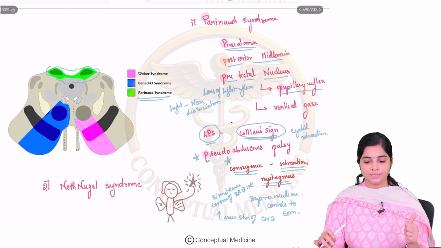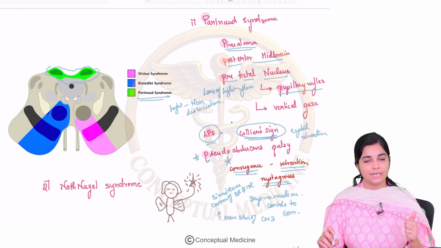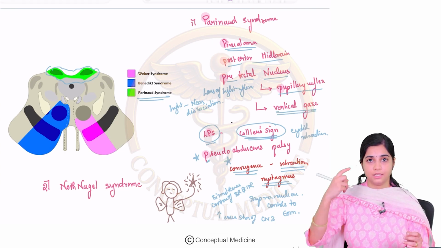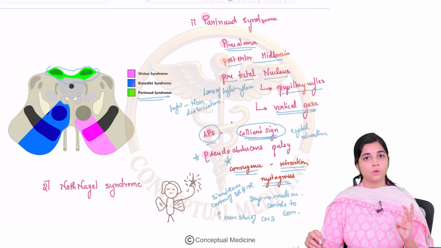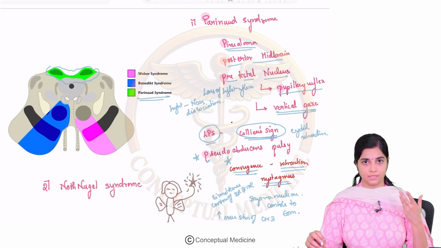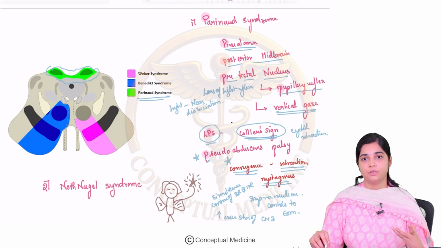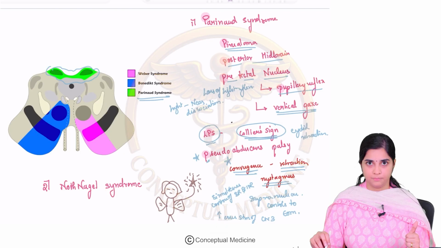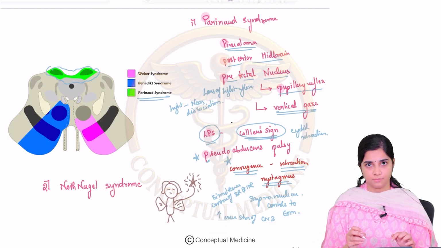Okay. So, this is about your Parinaud syndrome. Pinealoma, posterior midbrain, light-near dissociation because of pretectal nucleus involvement, and they also have a vertical gaze palsy. They cannot move up and down. Then Collier's sign because of LPS. So, there is a lot of eyelid retraction, convergence-retraction nystagmus, and pseudo-abducens palsy. All of these features are features of Parinaud syndrome. Okay, clear? So, this is about your dorsal midbrain syndrome, Parinaud syndrome.